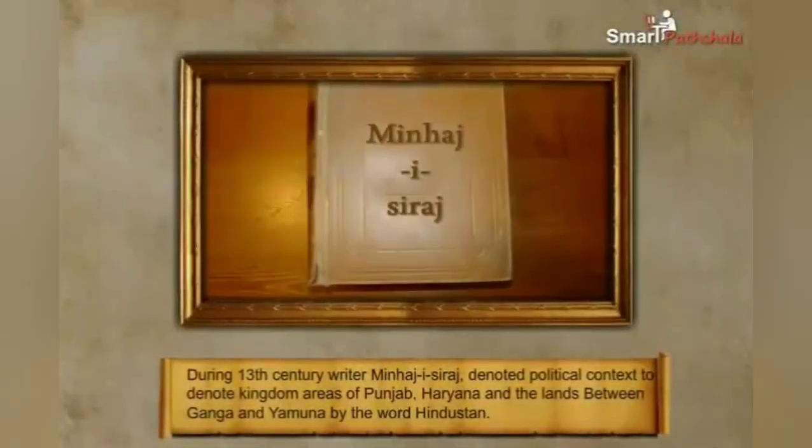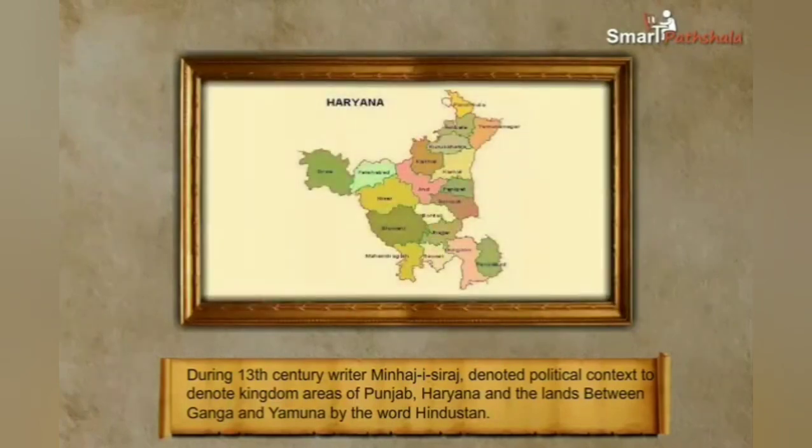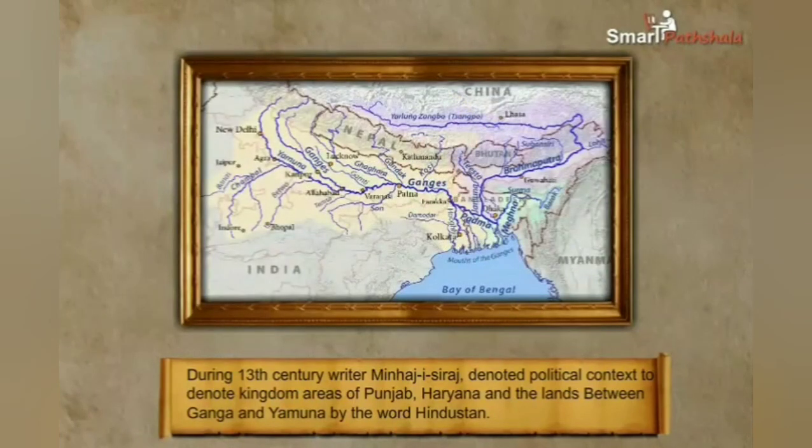Also, during the 13th century, the writer Minhaj-e-Siraj used the word Hindustan in a political context to denote the kingdom areas of Punjab, Haryana, and the lands between the Ganga and Yamuna.